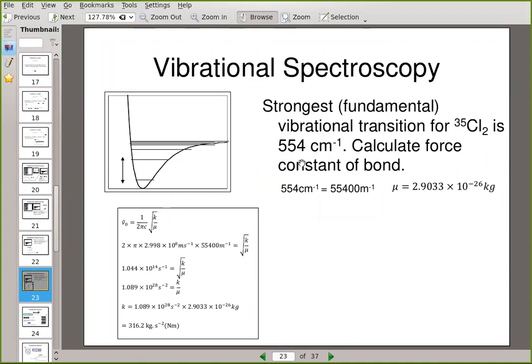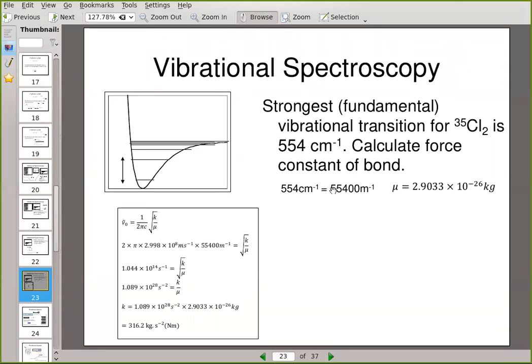So the way I'd like to think of it, just imagine you've got 1 centimeter. In that 1 centimeter, you've got 554 wavelengths. So the question is, how many wavelengths would you have in a meter? Well, there are many more wavelengths in a meter than there are in a centimeter. You're going to have to multiply. And so if you multiply it by 100, you'll get 55400 per meter is what you have for the strongest fundamental vibration.